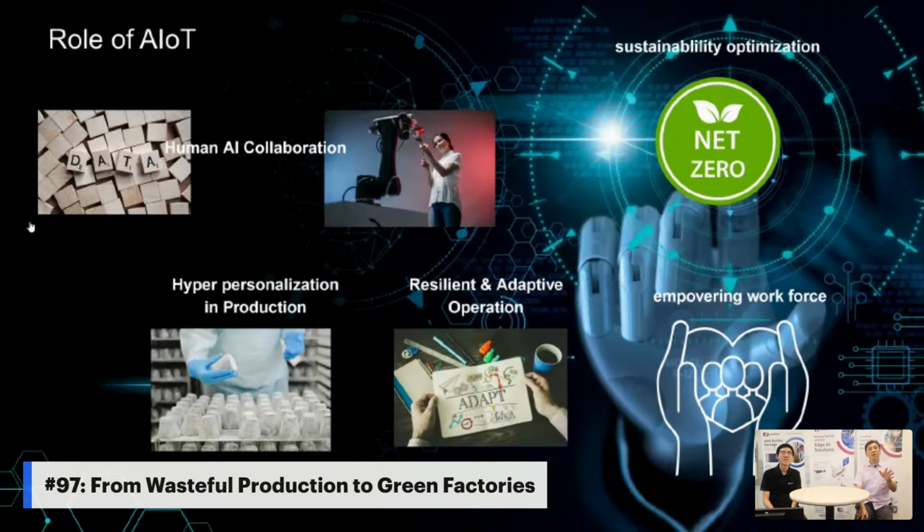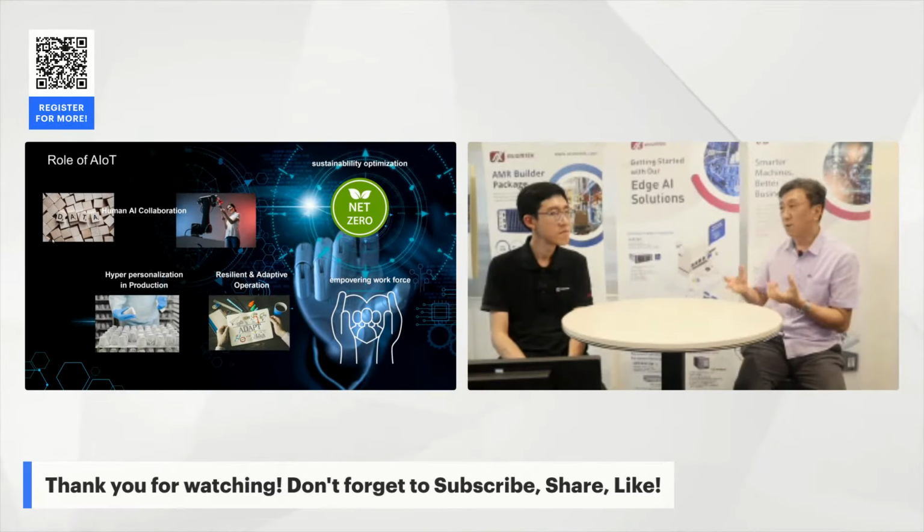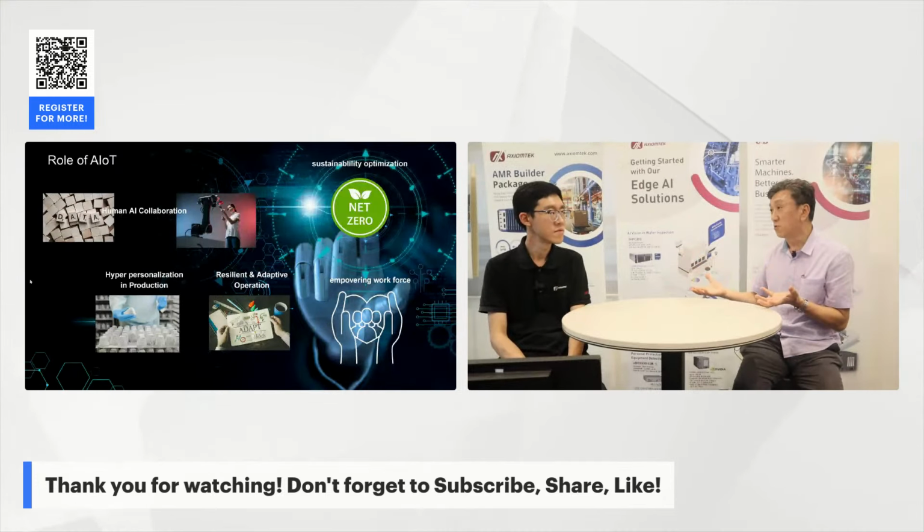And the other part is human-AI collaboration. In the past sessions we talked about humanoids, or cobots, which is collaboration between human and machine. So human doesn't just stay there watching, but interacts with the AI to produce something more beneficial or create more value. These are the key areas about how AI and IoT play a part. Hyper-personalization in production is also one contribution by AI and IoT. Just like what you said, just in time, you don't overproduce, reduce waste.